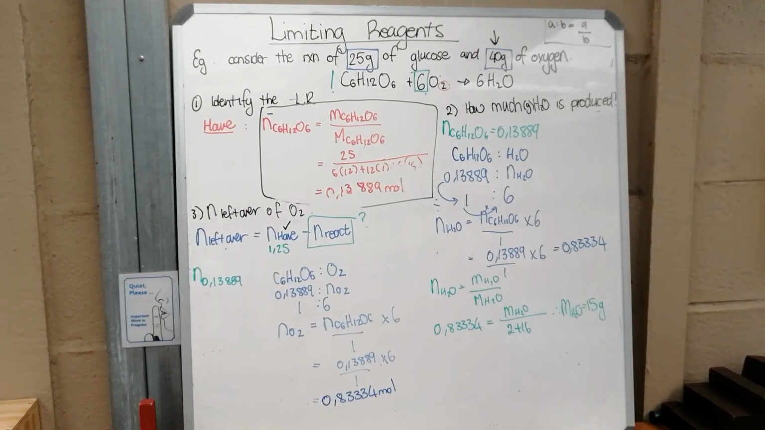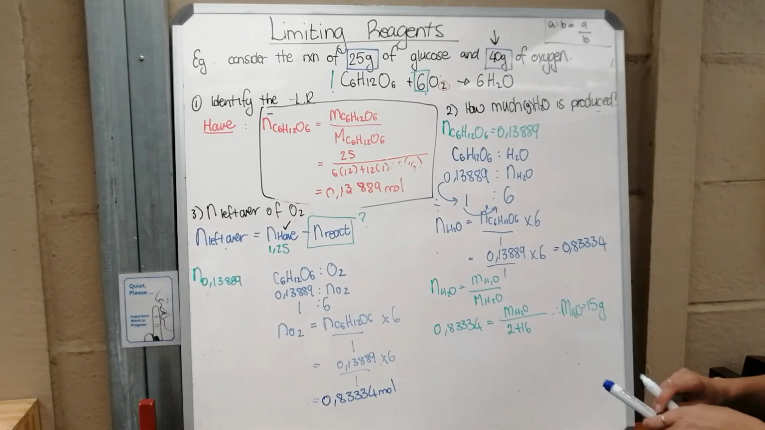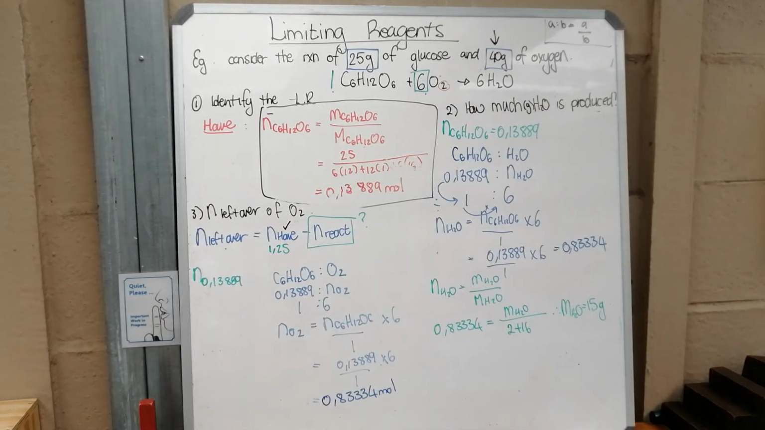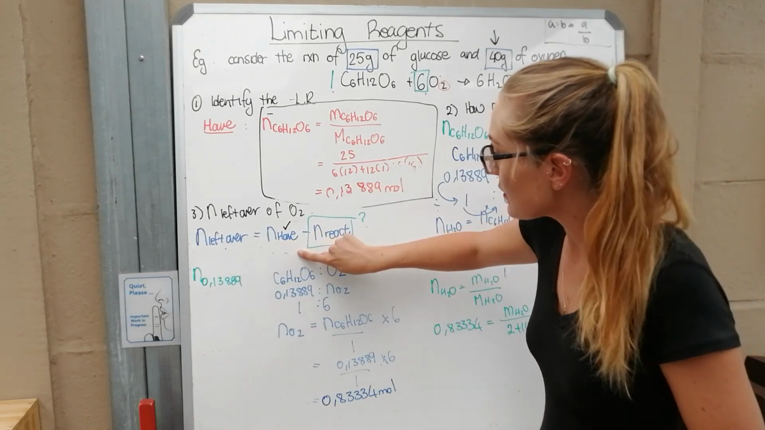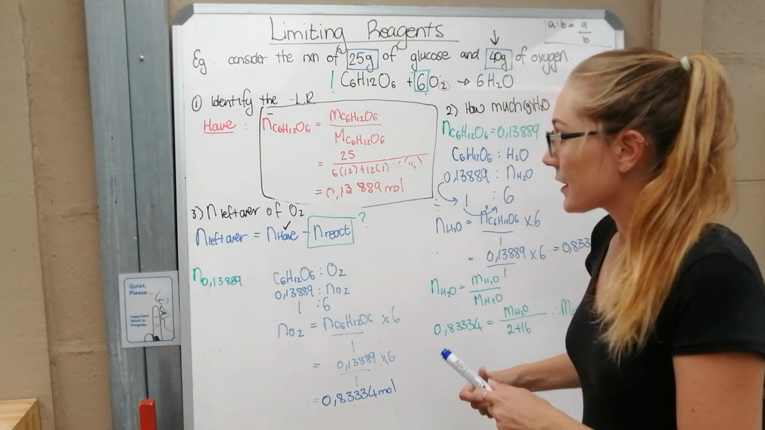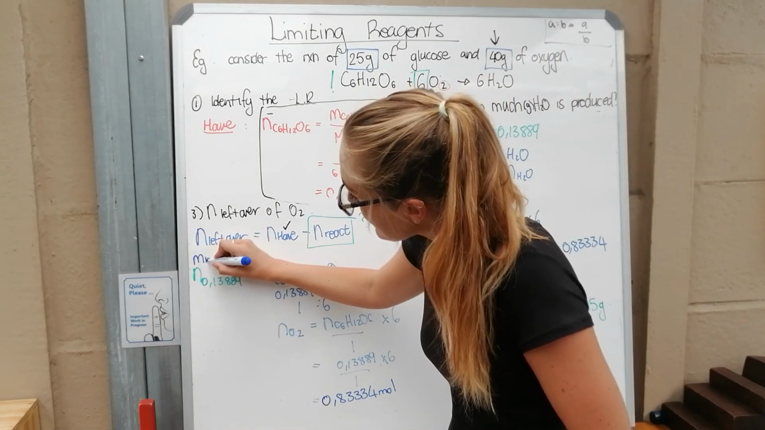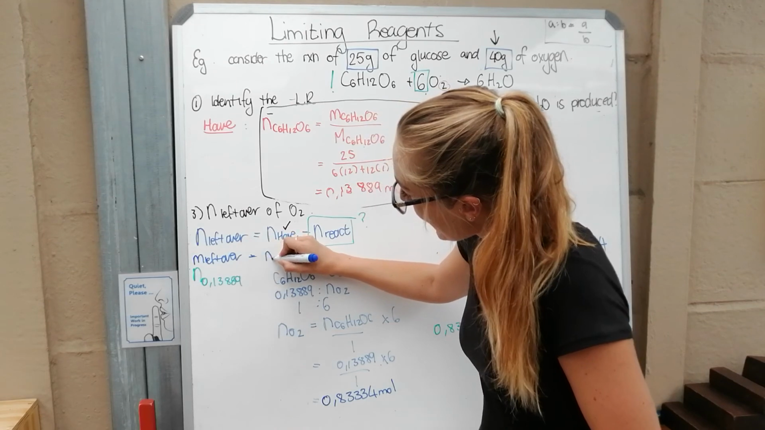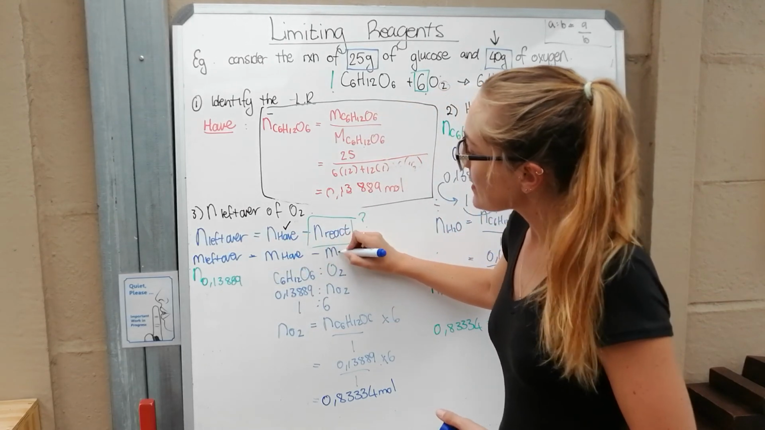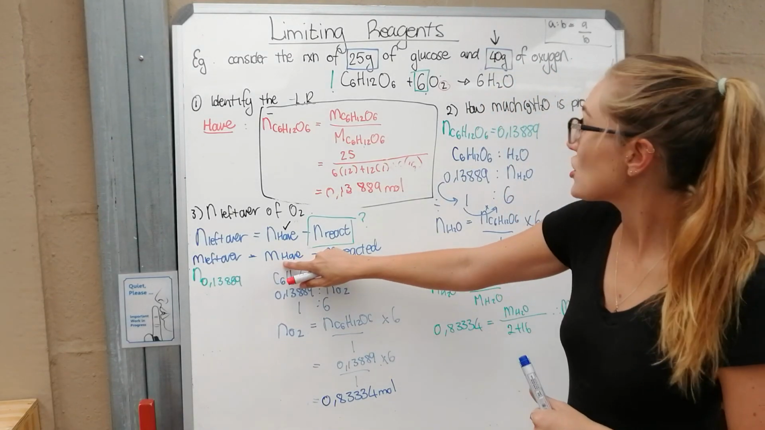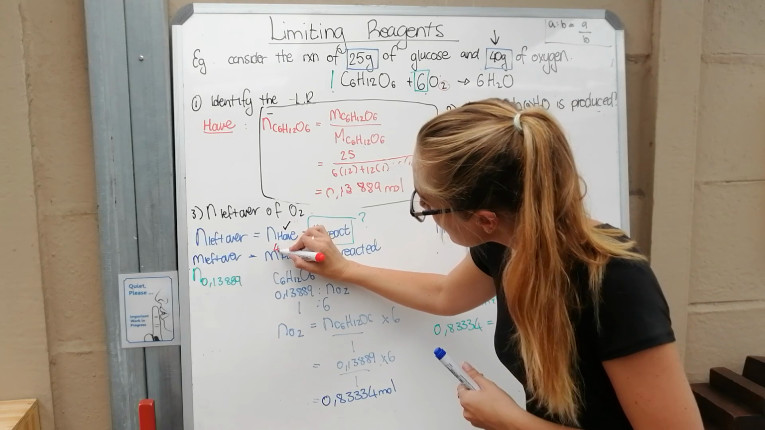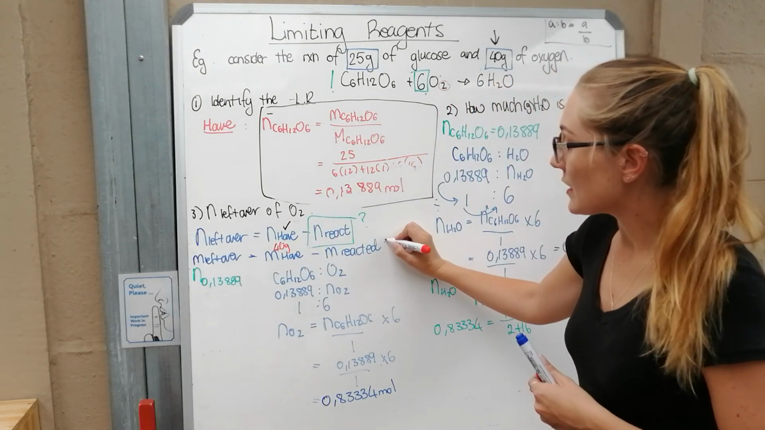Now, I just want to quickly check the question. Do they want to know the mass left over or the moles left over? Oh, they want the mass left over. Okay, so then we can actually just edit this equation. Instead of doing moles, much easier, we can say it's going to be the same for mass. So the mass left over will equal the mass that we had to start with minus the mass that reacted. Now we know the mass that we had to start with was 40 grams. And we now need to determine the mass that reacted.